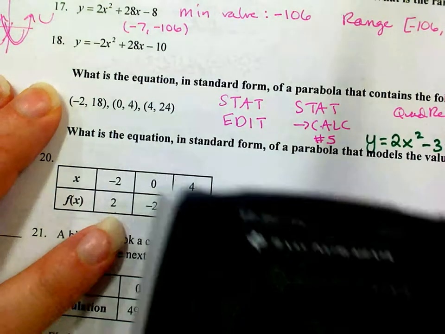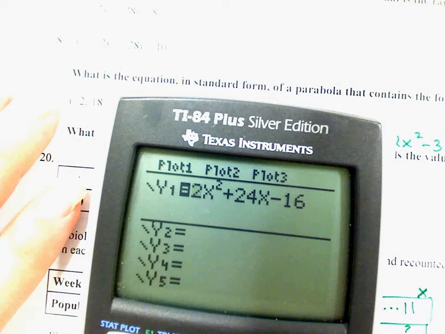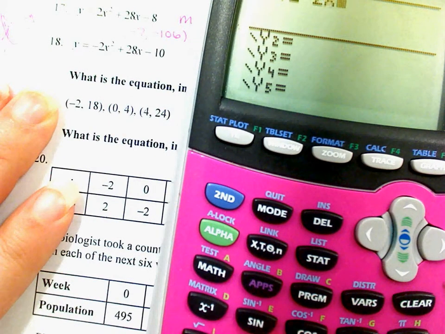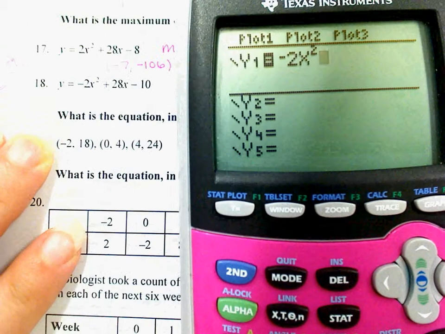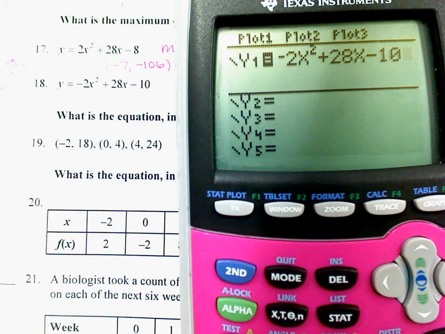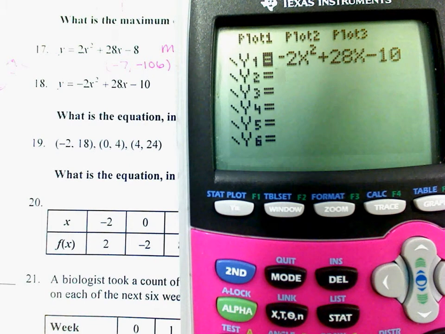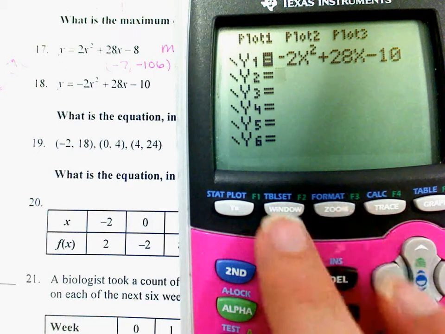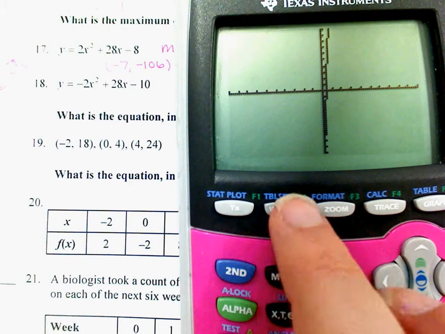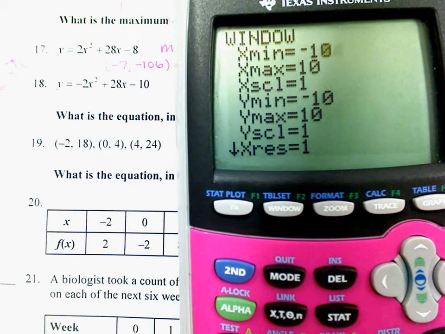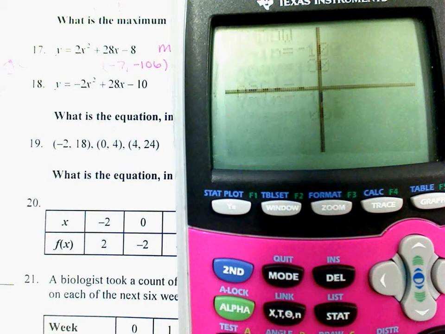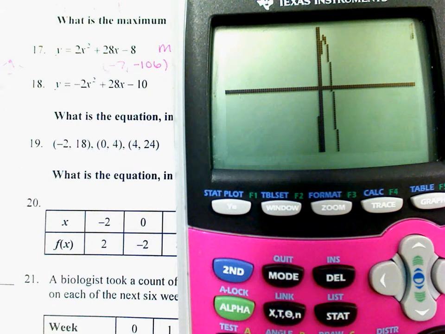It says, what is the max or minimum value? What is the range? Okay, so I'm going to clear this out and type in negative 2x squared plus 28x minus 10. Okay. So I'll type it in y equals, and then I'm going to go, shall I just go back to zoom 6? Okay. Alright, shall I do the negative 100 thing again? Okay. Same thing, only opposite way, right?